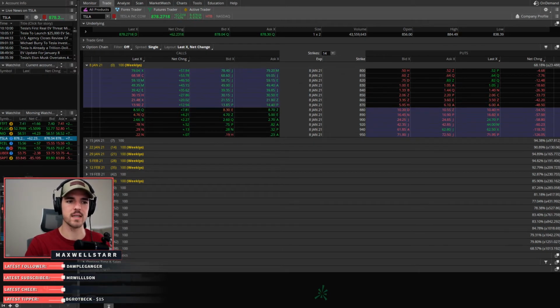What broker? This is TD Ameritrade that I'm using. Are the shaded areas in the money areas? Yeah, the blue ones are in the money on this.